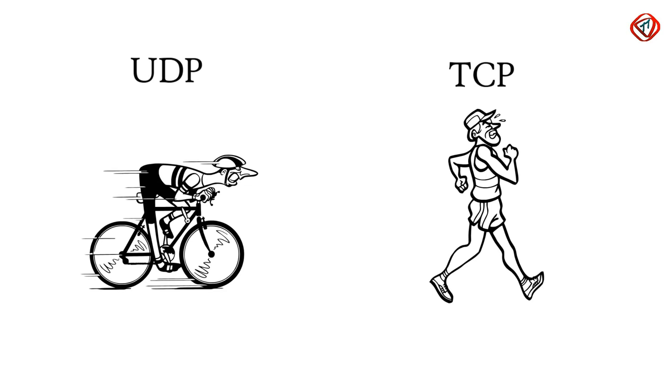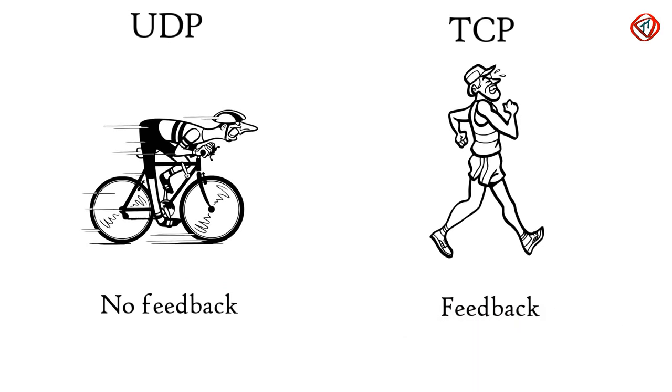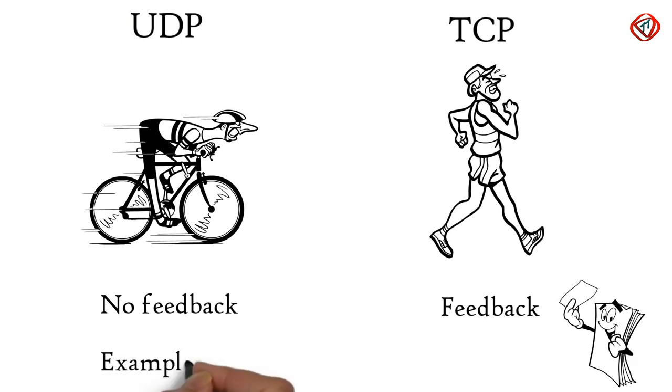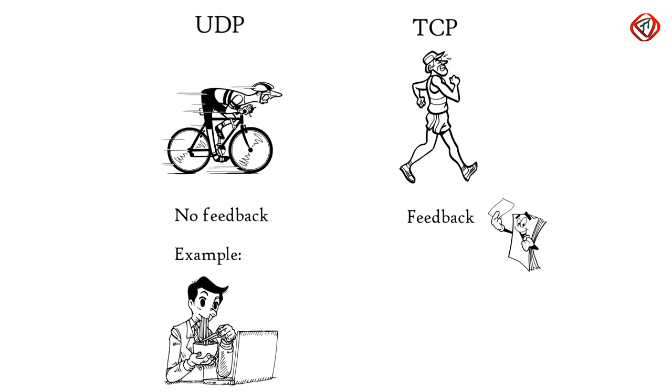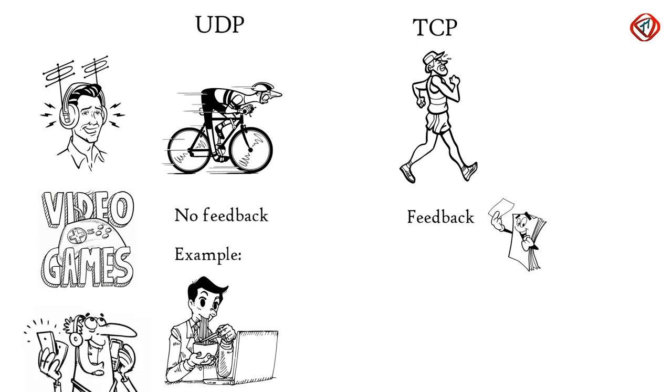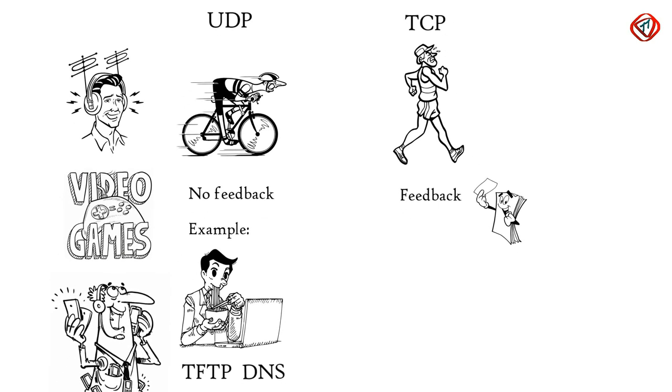UDP is faster than TCP because it does not provide any feedback whether data was really delivered, whereas TCP provides feedback. Therefore, lost data can be retransmitted in TCP. UDP is used where it does not matter whether we have received all data. For example, online streaming of movies, songs, games, voice over IP, TFTP, DNS, etc.